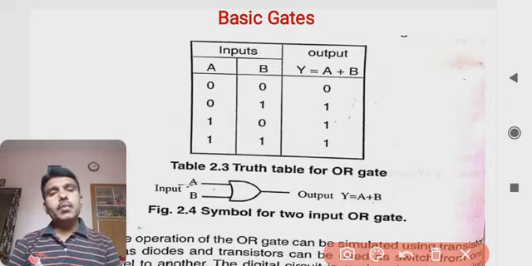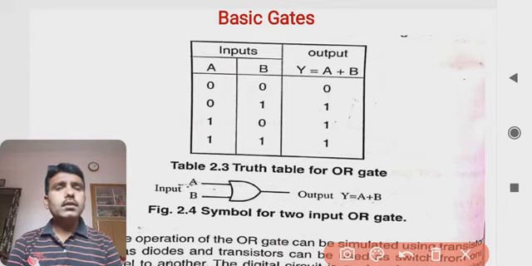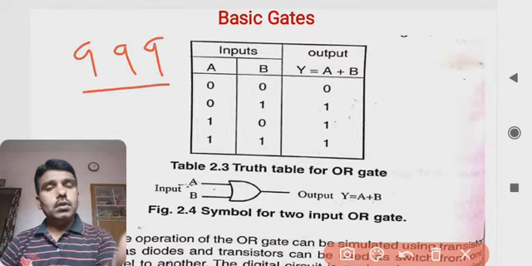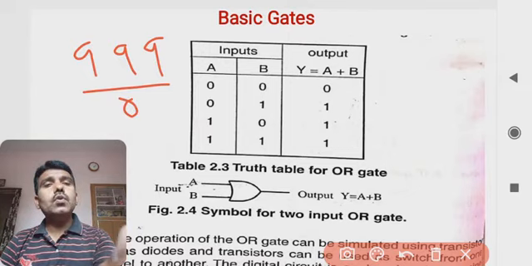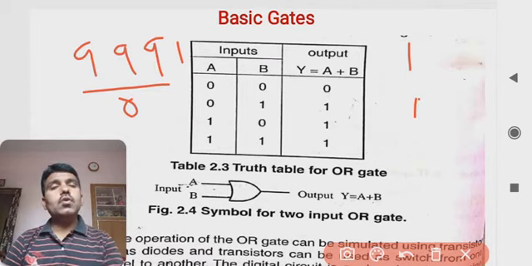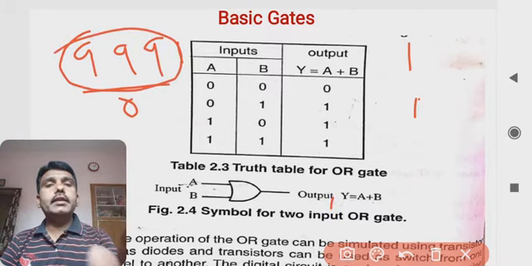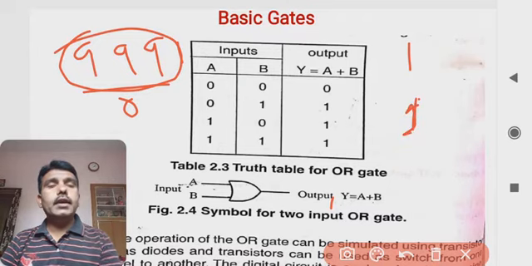So suppose there are n number of inputs, say 1000 inputs, and out of these 1000 inputs, 999 are 0 and only one is high. In that case the output will be high. Why? Because although 999 are 0, one input is high. And what is the logic behind this OR gate? If any of the inputs is high, the output will be high; otherwise it is 0.